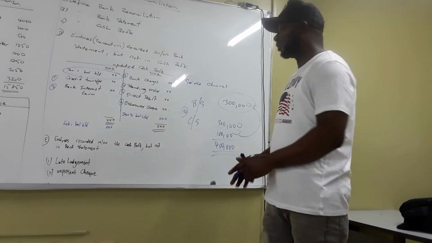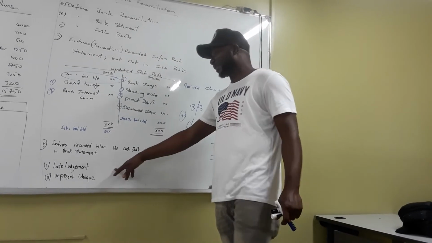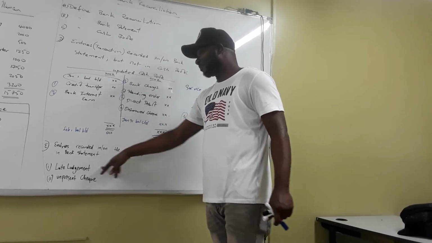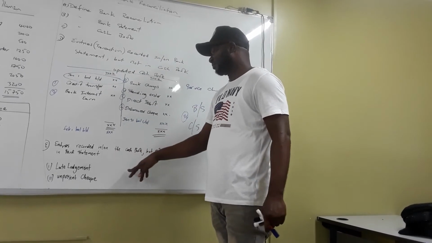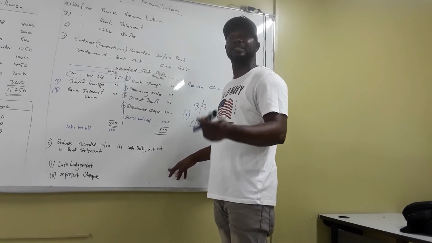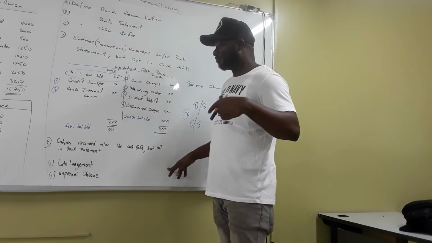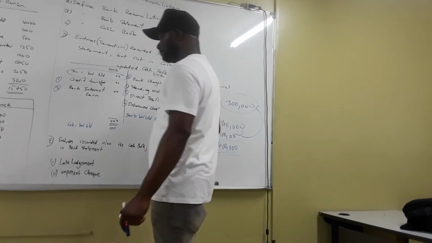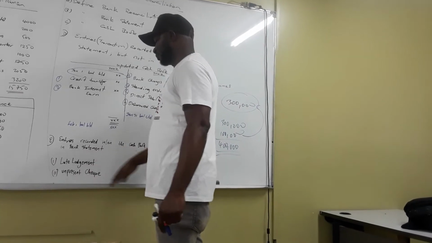So again, late lodgement makes reference to lodgements or deposits that the account holder would have made after the bank would have prepared their statement. So it is not reflected, it is not included in the bank statement balance. Alright? Next up, we have what is known as what?